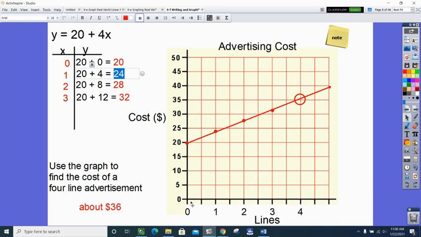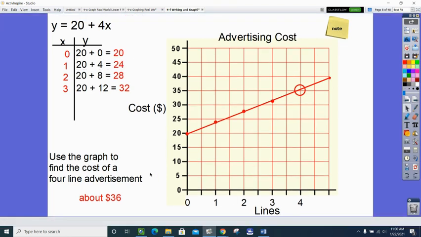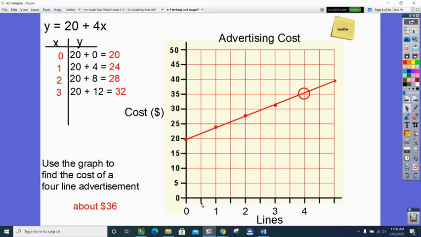So then I'm going to plot my points: (0, 20), (1, 24), which would be a little below 25, (2, 28), which would be just above the halfway mark between 25 and 30, and (3, 30), which is a little bit higher. And you can see that they fall in a straight line, kind of.